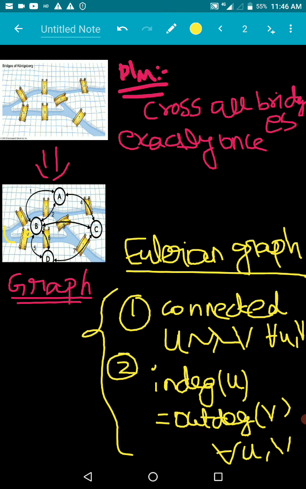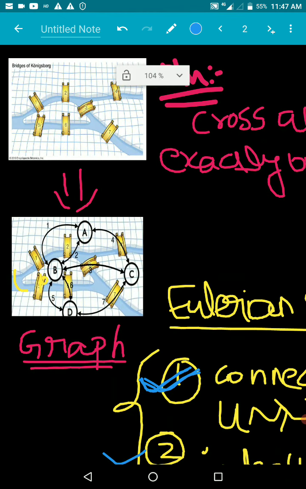If it is not satisfied, our conclusion is that there is no possibility to visit or cross all the bridges exactly once. Now we are checking the two rules. The first rule is connected. Yes, the first rule is satisfied because the given graph is connected. Now we are checking the second rule, which means the in-degree of u is equal to the out-degree of v. Now we are checking a vertex.